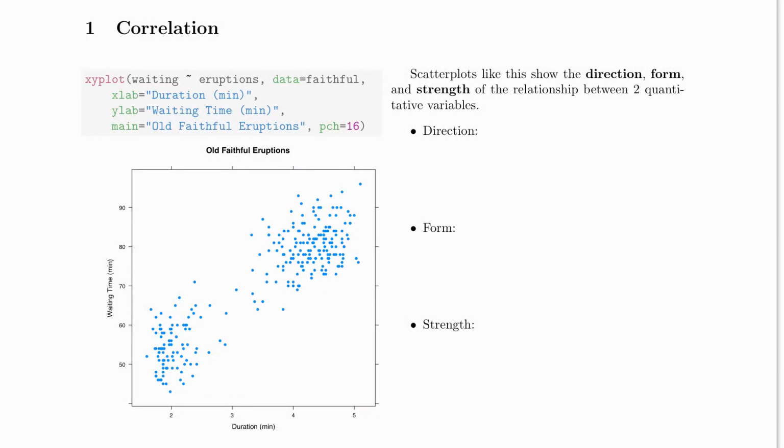What we're trying to do here is look at the relationship between how long a current eruption of Old Faithful lasts and how long we have to wait until the next eruption. So what we see first is a scatter plot here, plotting these two variables against each other.